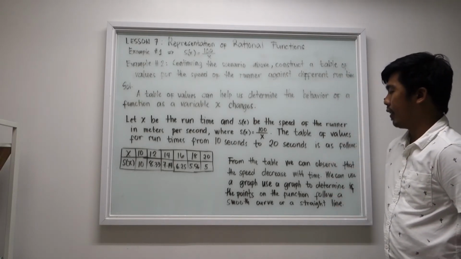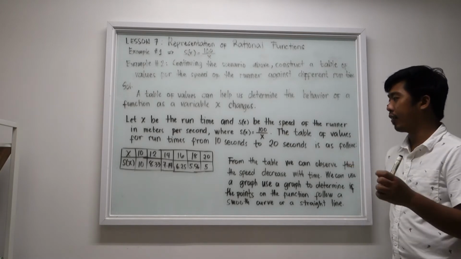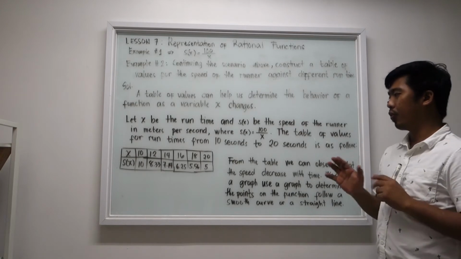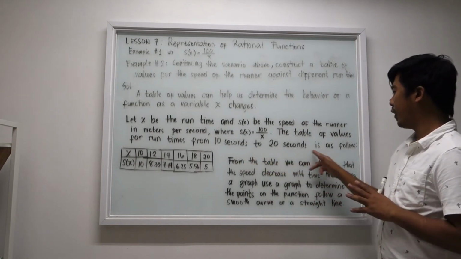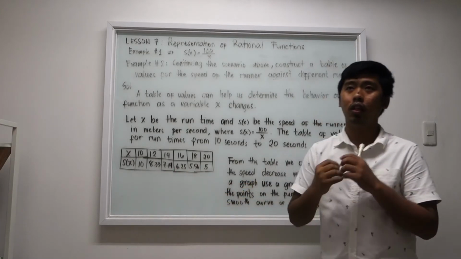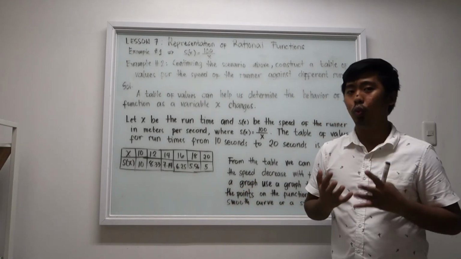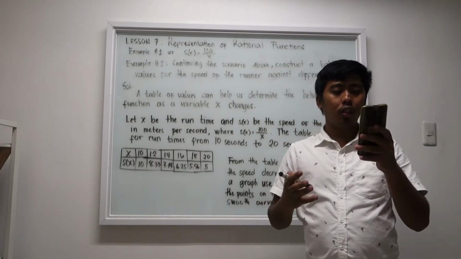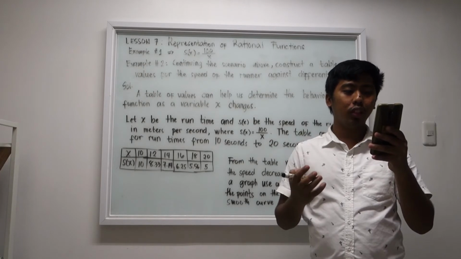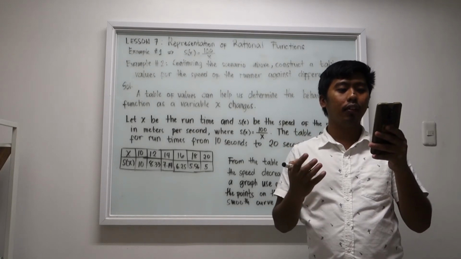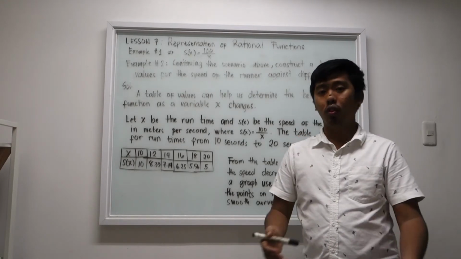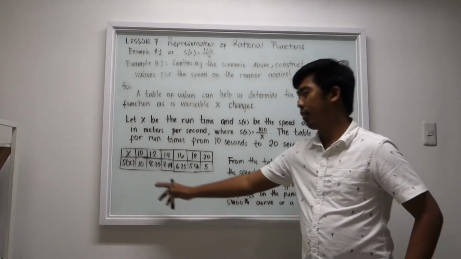Where s of x is equal to 100 over x, we got that from example number 1. The table of values for runtimes from 10 seconds to 20 seconds is as follows. We start with 10 seconds because, as far as we know, the current world record as of October 2015 for the 100 meter dash is 9.58 seconds, set by the Jamaican Usain Bolt in 2009. So that's why we start with 10 seconds.